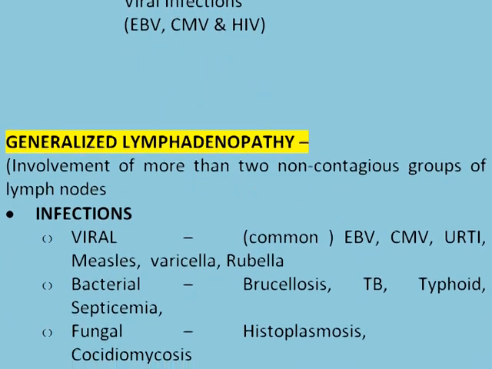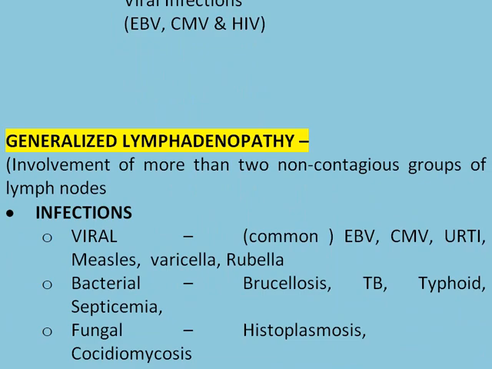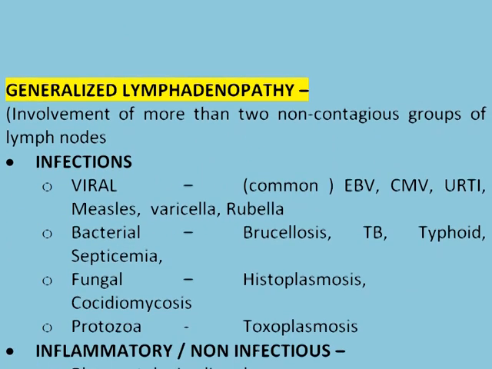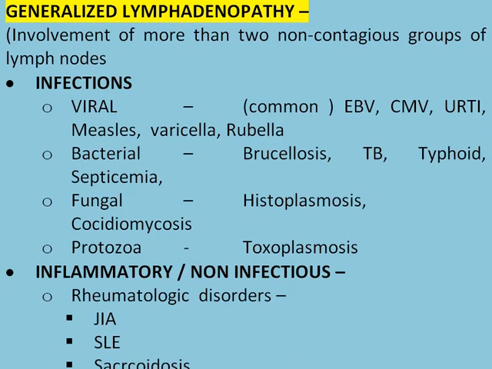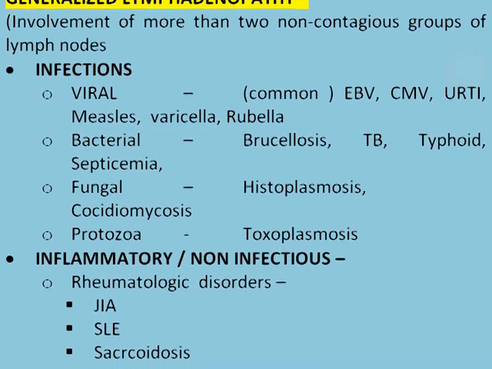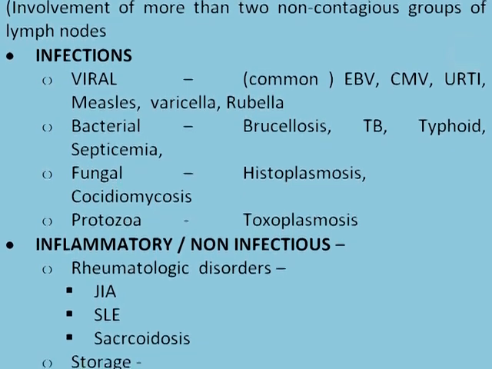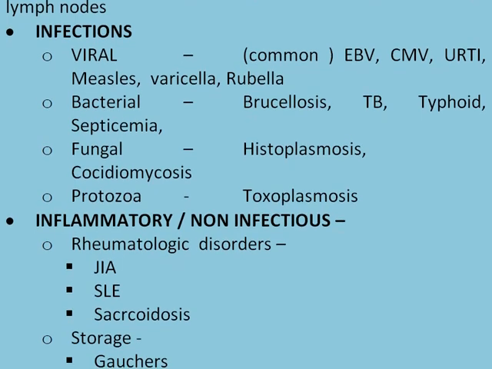Generalized lymphadenopathy is the involvement of more than two non-contiguous groups of lymph nodes. It includes infections, in which viral causes are common, such as EBV, CMV, URTI, measles, varicella, and rubella. Bacterial infections such as brucellosis, TB, typhoid, and septicemia. Fungal infections such as histoplasmosis and coccidioidomycosis. Protozoal infections such as toxoplasmosis.